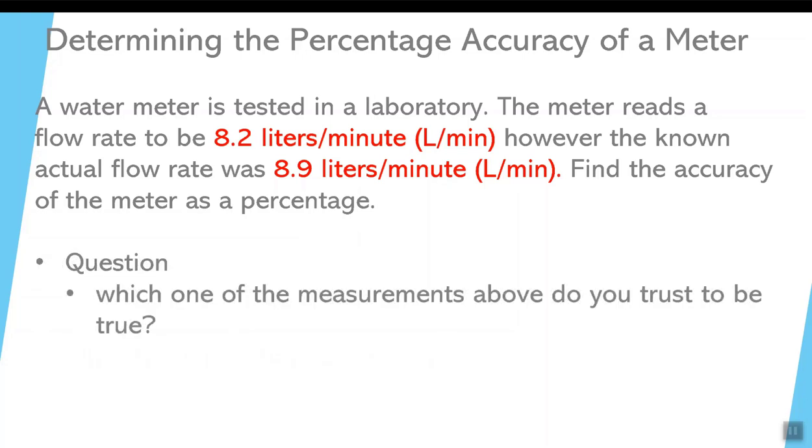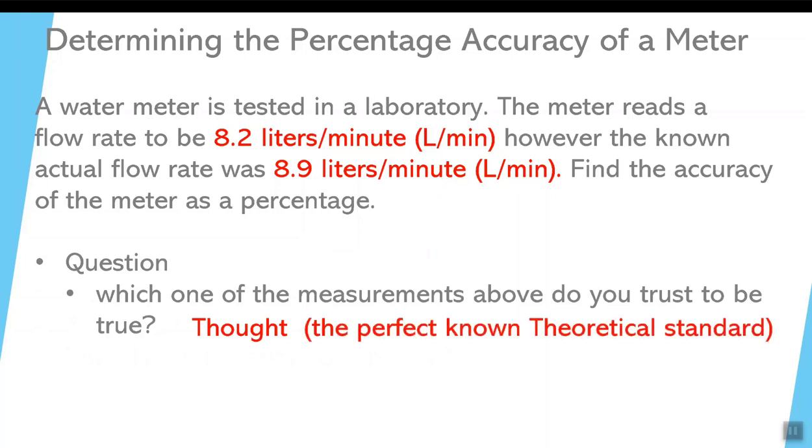Now, when we look at the question, we have to look at which one of these measurements do you trust to be absolutely true. You know for a fact it was right. Well, in this case, we're going to call that our thought, the perfect, the known, the theoretical.